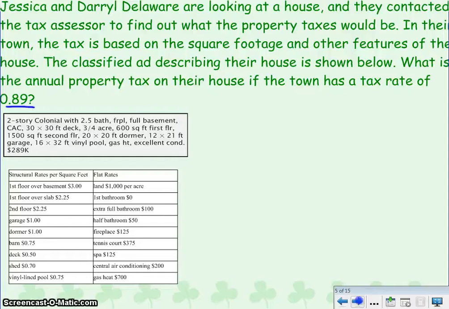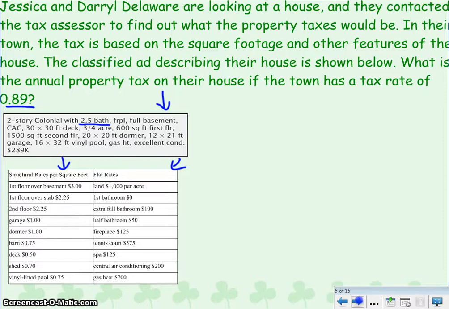So the first thing we're going to do, we're actually going to look, here are the qualities of the house. This is the classified ad. Here are the rates that the tax assessor uses to calculate the tax. So we're literally going to go through each one of these individually and calculate how much the tax will be. So we know that it's a 2-story. We're going to leave that alone for just a second. It's a 2.5 bath.